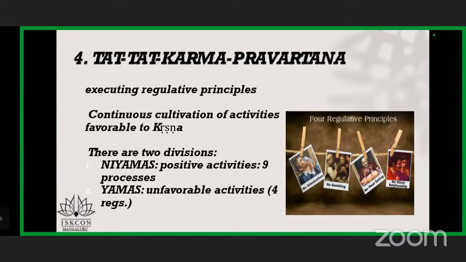What do these four result in? What does intoxication result in, what does illicit sex result in, what does gambling result in, and what does meat eating result in? Can anybody tell? If we don't follow these four, what will it result in? Each one has one thing. What are those?